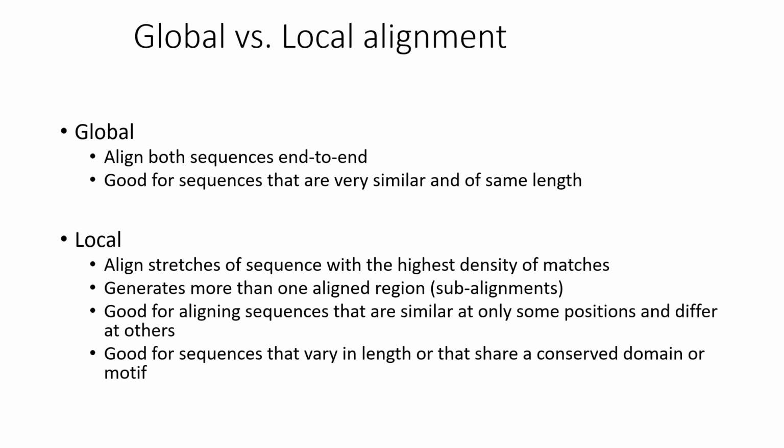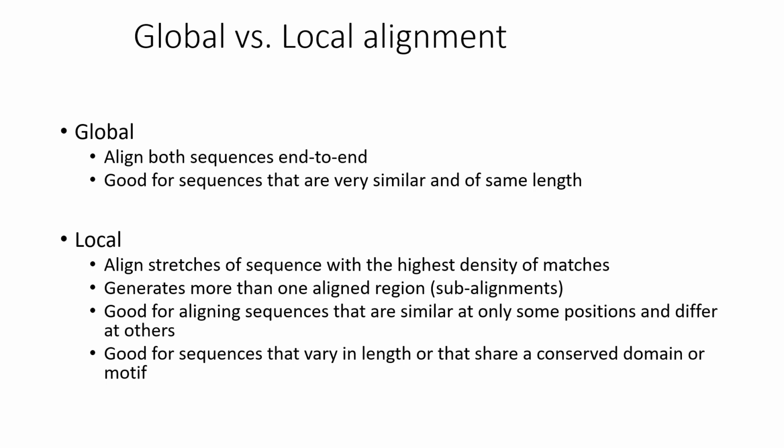And what's the difference between global and local alignment that we just discussed? Global alignment is when the two sequences are of approximately the same length and closely related to each other, then a global alignment is generated. So in global alignment, sequences are aligned end to end. If you have two sequences, they will be aligned from one end to another, and this method is good for sequences that are similar and of the same length.